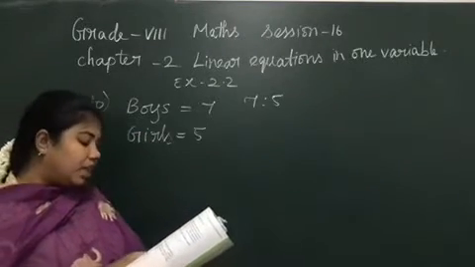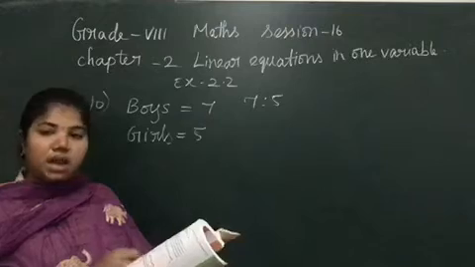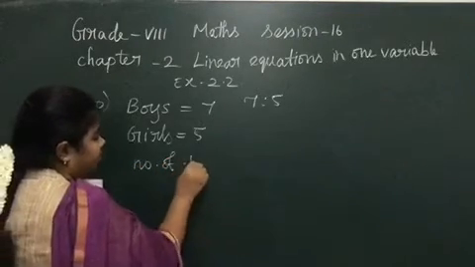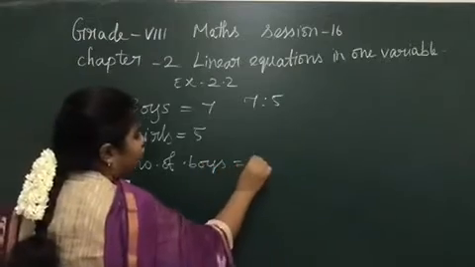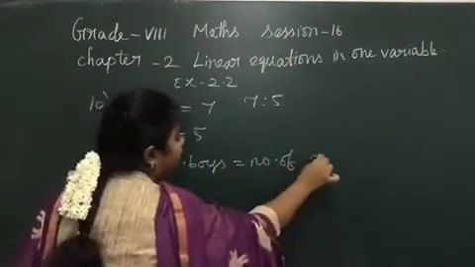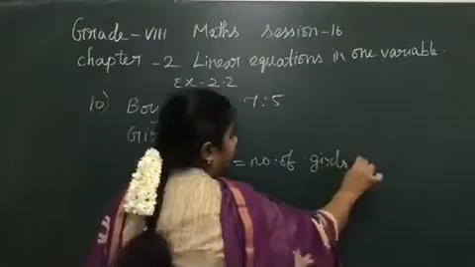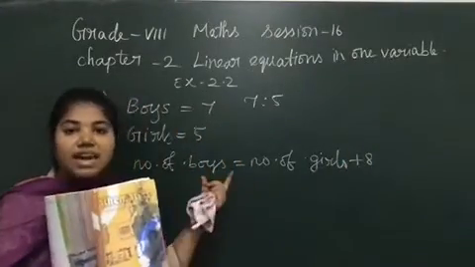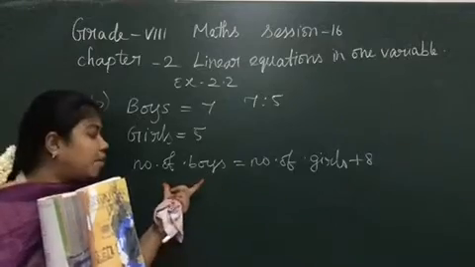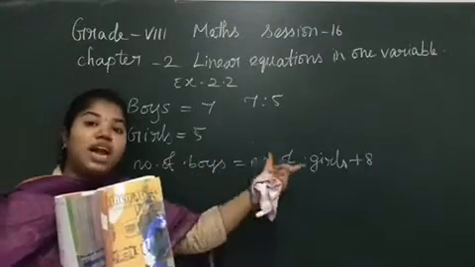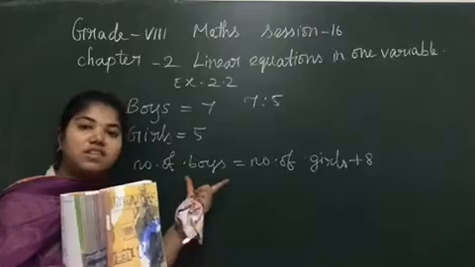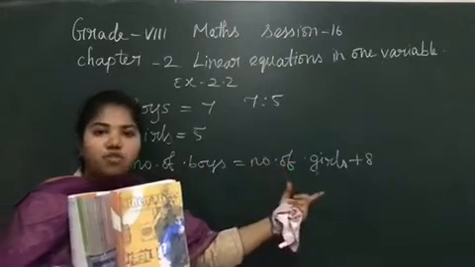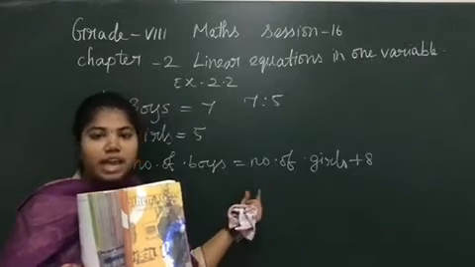Now, the number of boys is 8 more than the number of girls. So number of boys is equal to number of girls plus 8. Why am I writing plus 8 to the number of girls? Already in the question they have mentioned the number of boys is 8 more than the number of girls. If I want to put an equal to symbol here, then I have to add 8 to the number of girls.